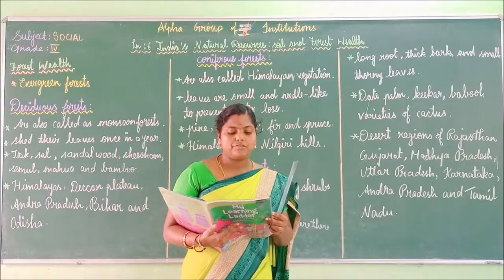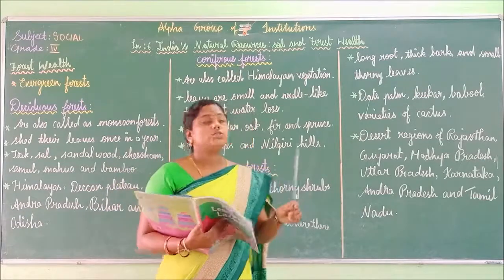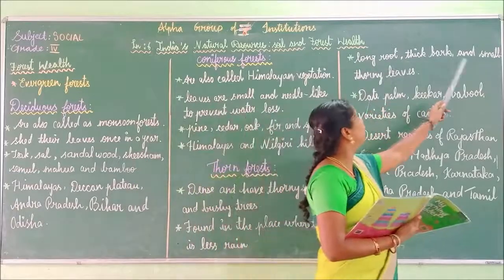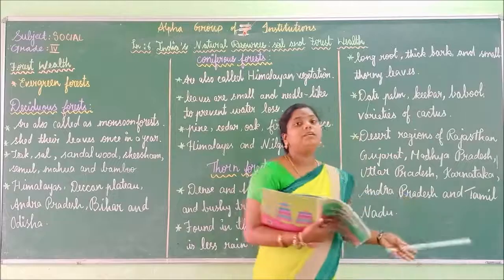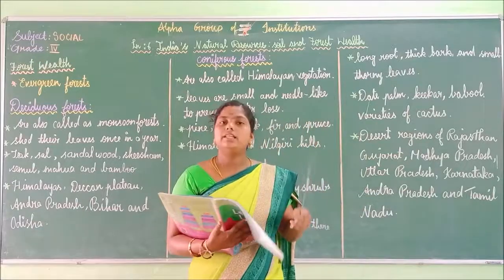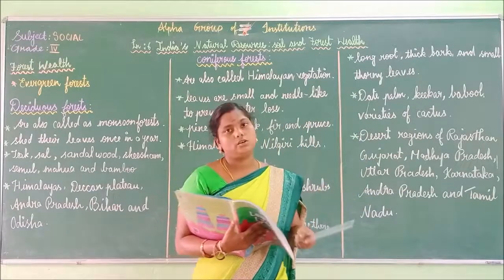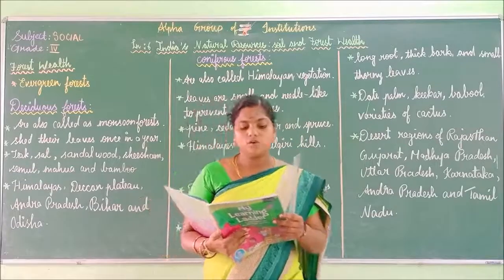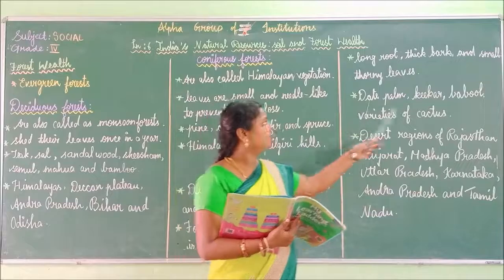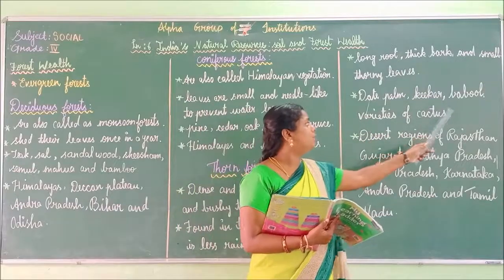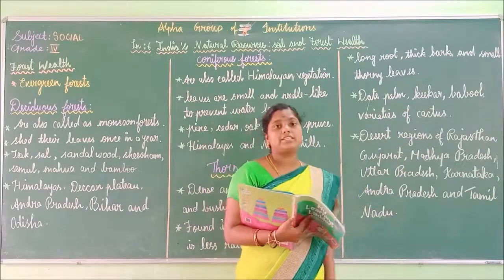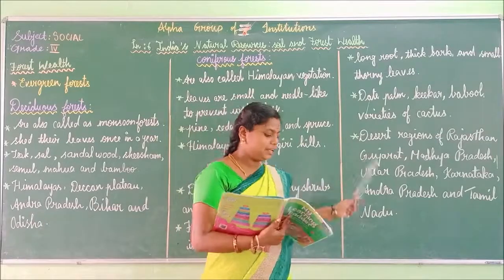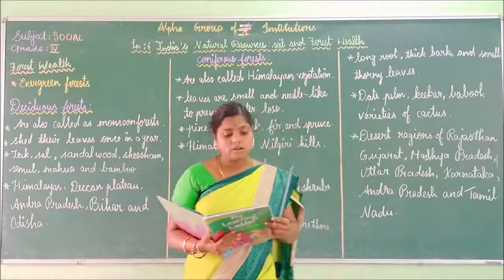They can survive for a long period without water. They have very long roots, thick bark and small thorny leaves to prevent evaporation, and they survive for a long period without water. Is it clear? The common trees found here are date palm, hickory, bamboo and varieties of cactus, which are examples of thorn forest.